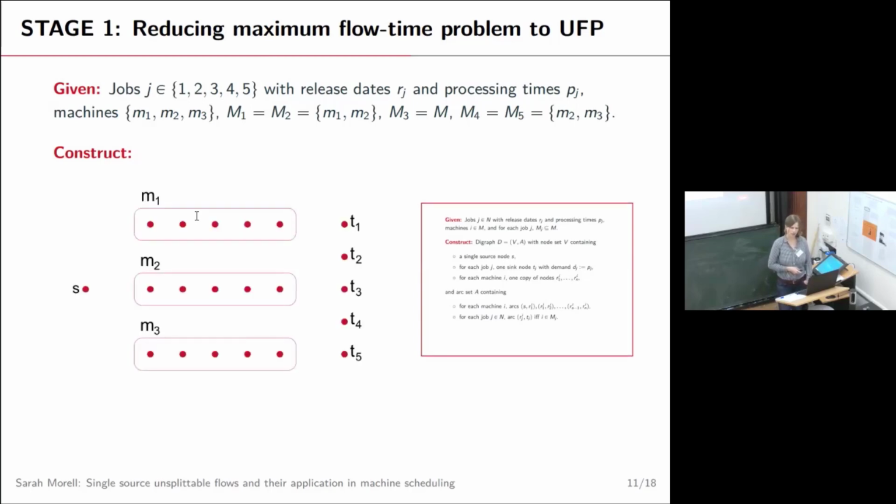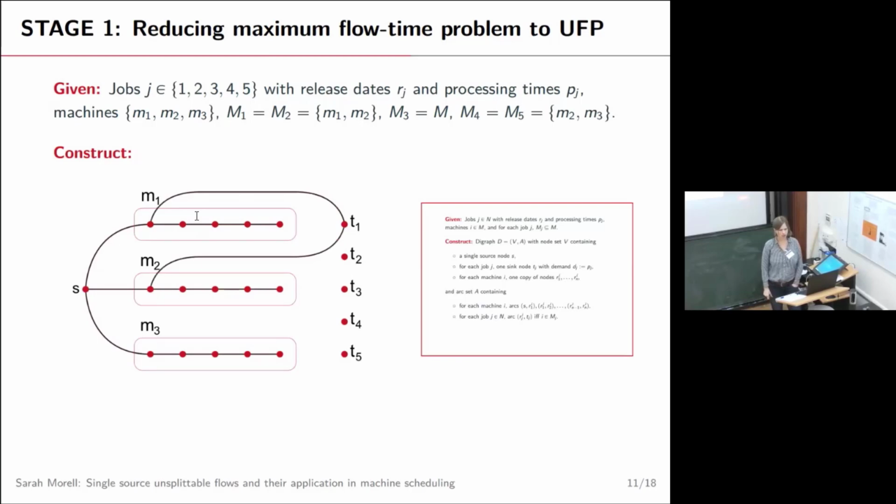So a single source on the left-hand side. Then we have for each job a sink node T_j with this demand p_j, and for each machine a copy of nodes R_1 to R_n. And then let's come to the arc set. Those are all directed arcs from left-hand side to right-hand side. I just skipped it in order to keep it clean. So for each machine, first of all, we have an arc from S to the first node of each copy, and then it simply goes through all of those nodes.